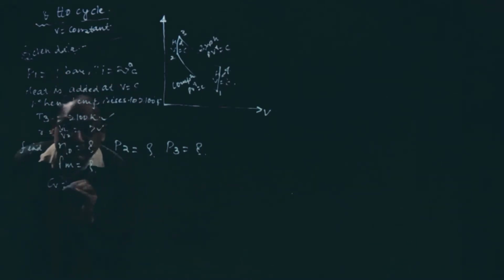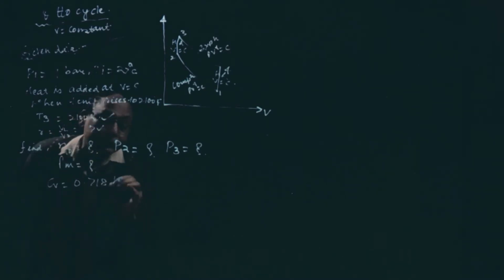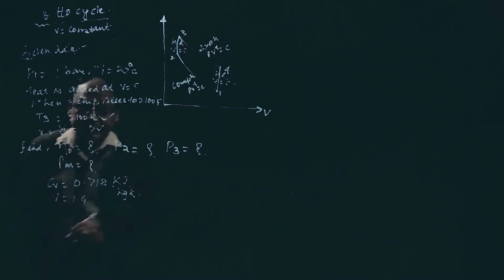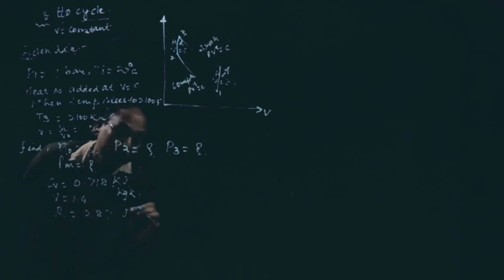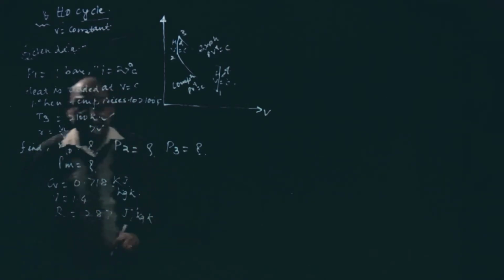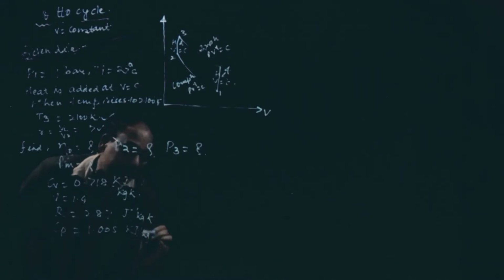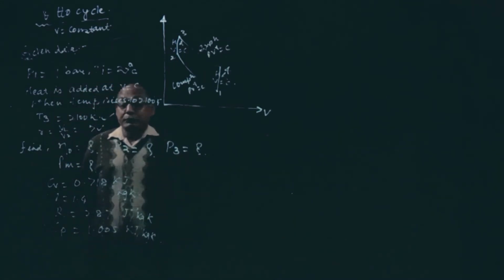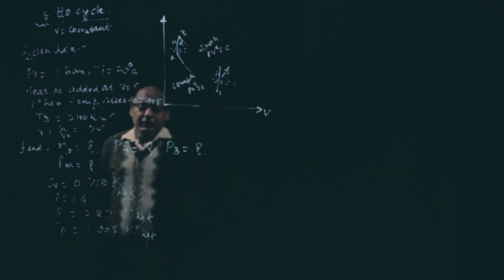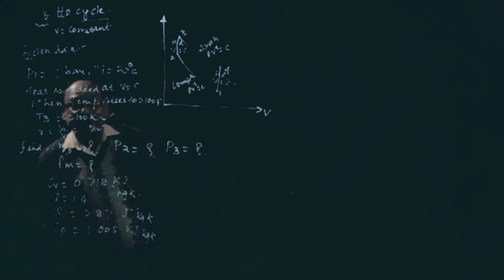The constants' values are given. Cv is equal to 0.718 kilojoule per kg Kelvin. Gamma is equal to 1.4. Then R is equal to 287 joule per kg Kelvin. These values are given, that means all the constants are given. So Cp will be, remember, 1.005 kilojoule per kg Kelvin. So Cp by Cv is equal to 1.4, or Cp minus Cv is equal to R. By that way also we can find out these constants.